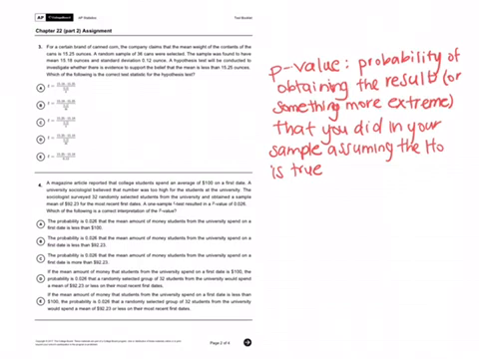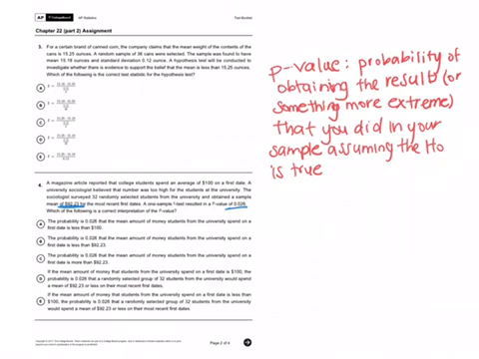So as we look at this one here, this one is the one that's talking about the amount of money spent on a date. So a magazine article reported that college students spend an average of $100 on a first date. A university sociologist believed that the number was too high for the students at the university. The sociologist surveyed 32 randomly selected students from the university and obtained a sample mean of $92.23. So there's what she obtained. A one sample t-test resulted in a p-value of 0.026.